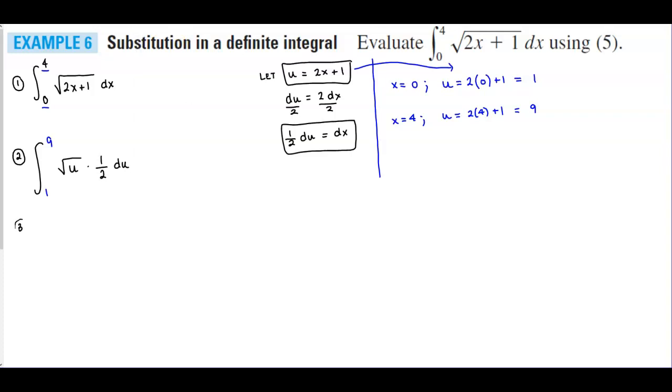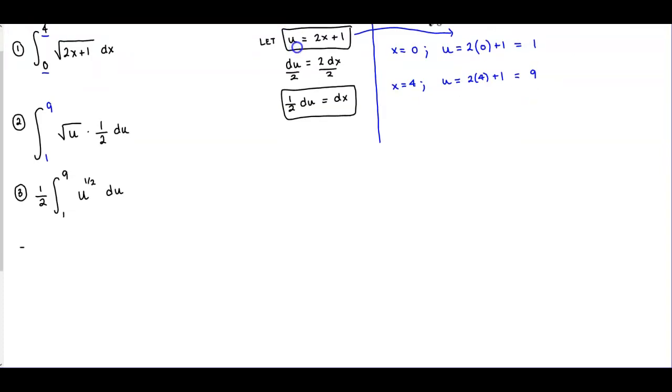So we can factor out the 1/2. So we have 1/2 with a lower limit of 1 and upper limit of 9, and this is now u to the 1/2 du. So now let's find the antiderivative of this. So we have 1/2 times the antiderivative, which is 2/3 u to the 3/2, and that has a lower limit of 1 and an upper limit of 9.